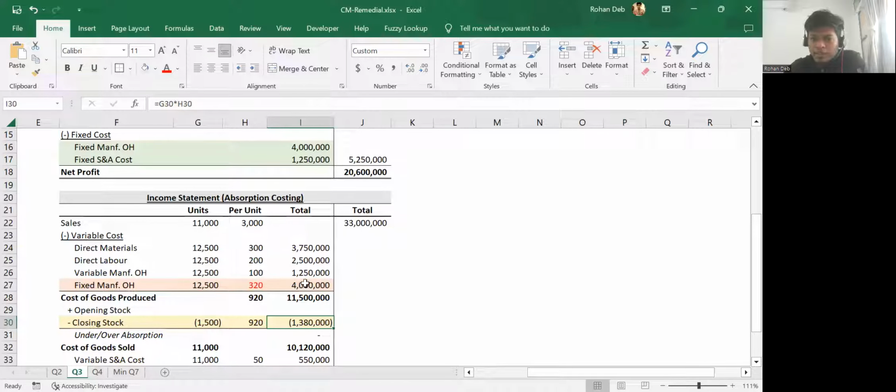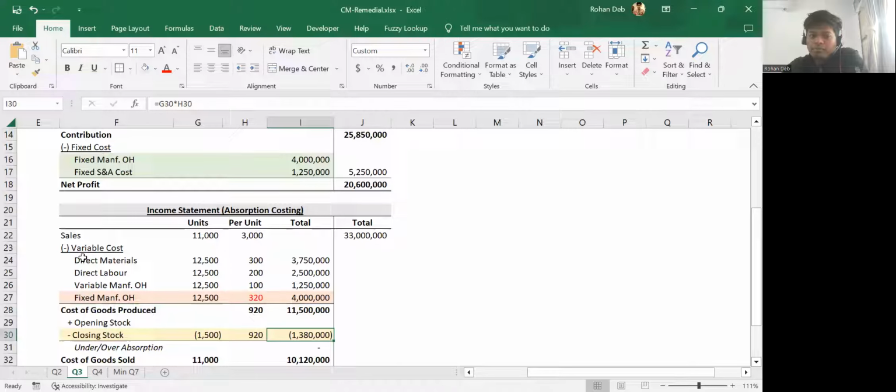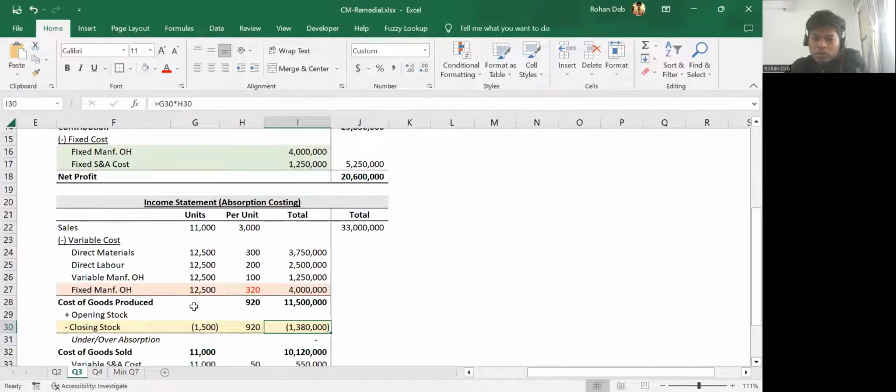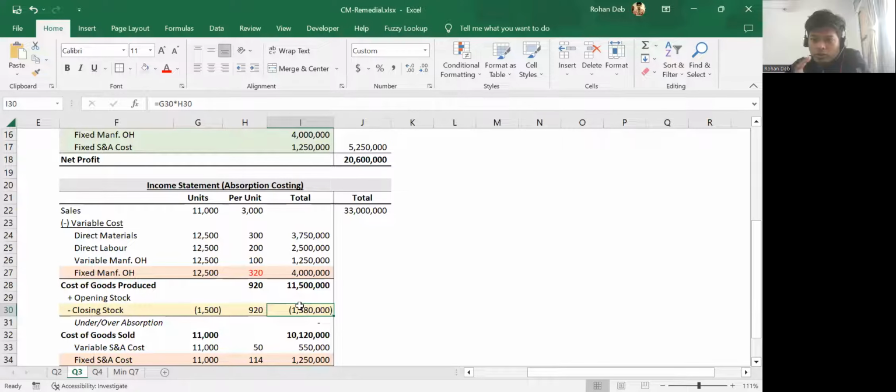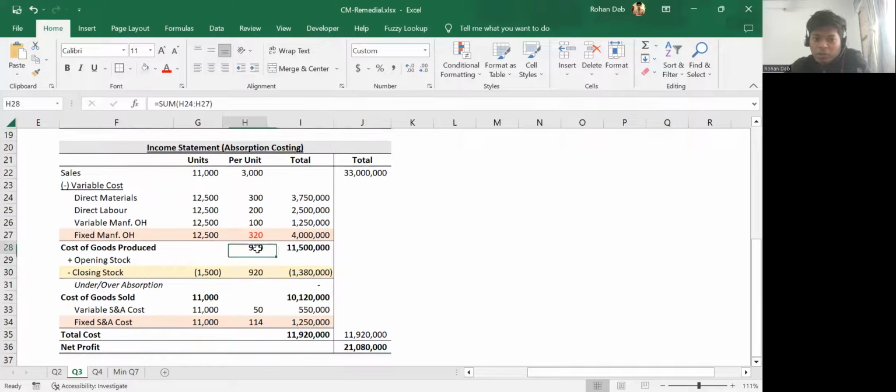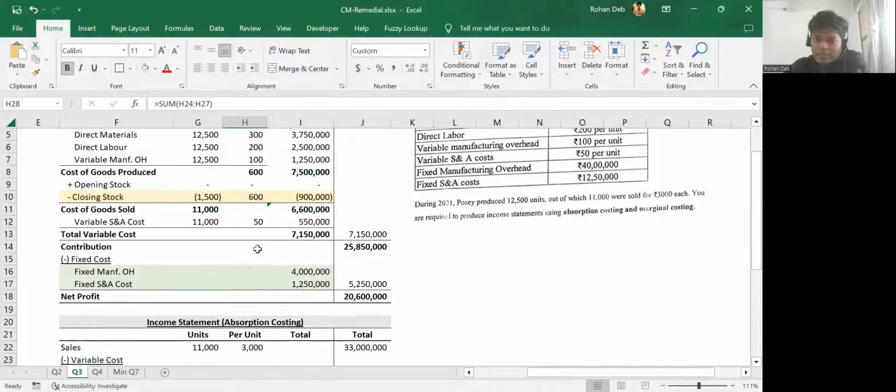So in other questions, they might ask you, explain the differences between these two. So you can see that the direct material, direct labor, and variable manufacturing is the same, but fixed manufacturing overhead will be also included in the closing stock. So that is why the valuation of closing stock will be different. The cost per unit of goods produced will also be different. It will be 920 over here and 600 over here.